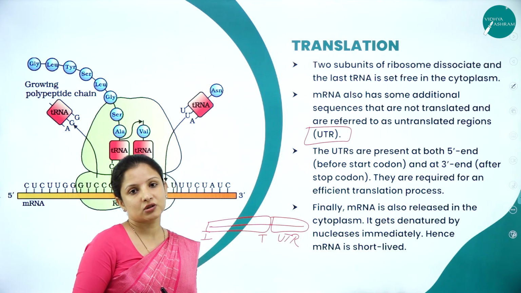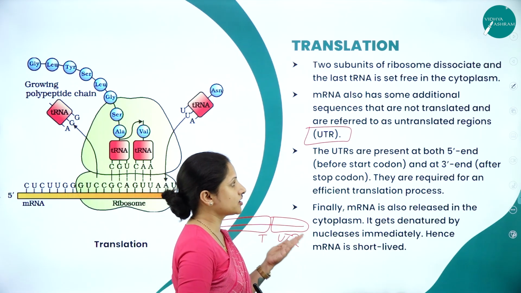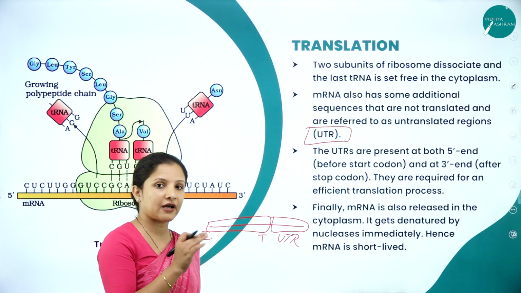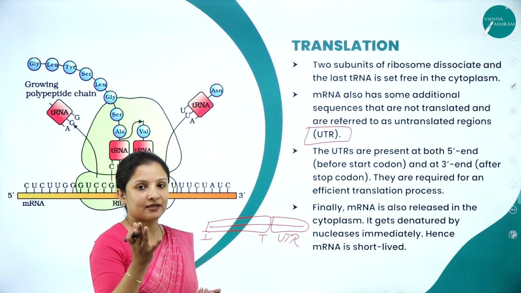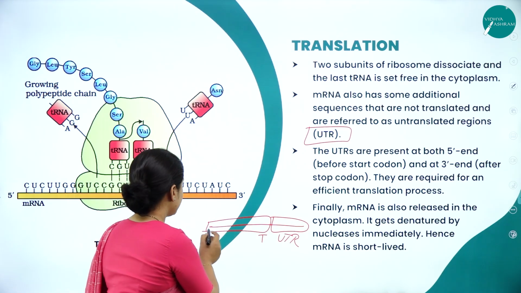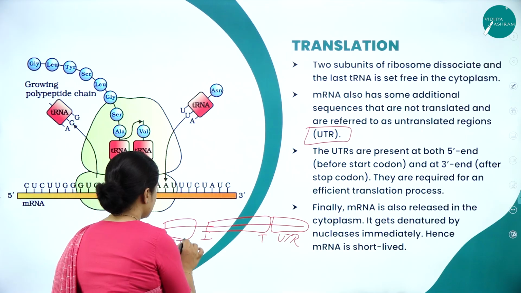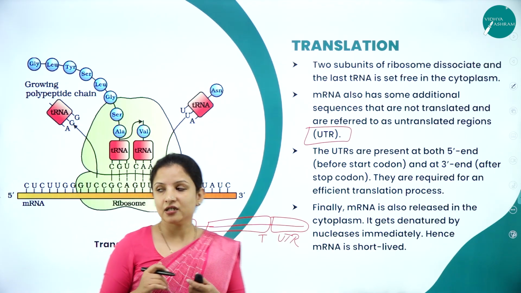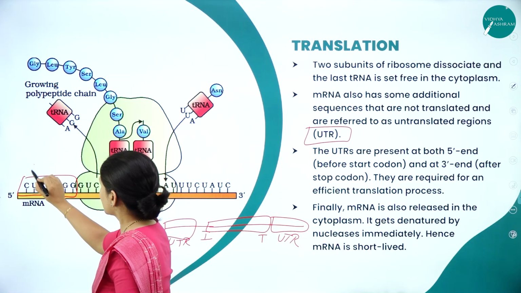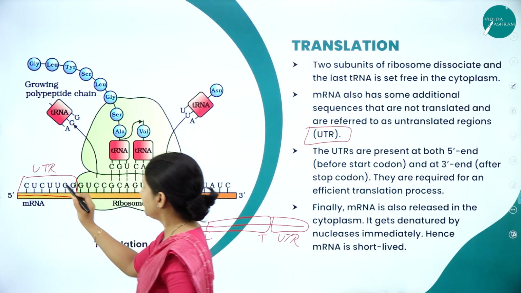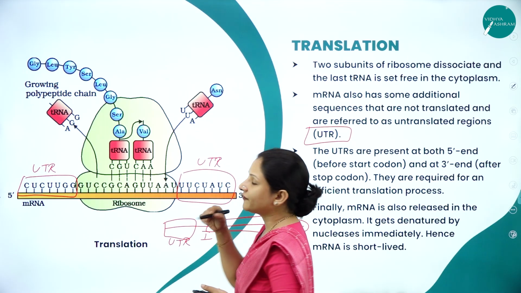Now what happens to the remaining untranslated region? The untranslated regions are present both towards the 5' end and also towards the 3' end, that is, before the start codon also it will be present, right? Here also we can have some untranslated region. So see here itself, this is the UTR which starts before the initiator. This can also be the UTR which starts after the terminator.